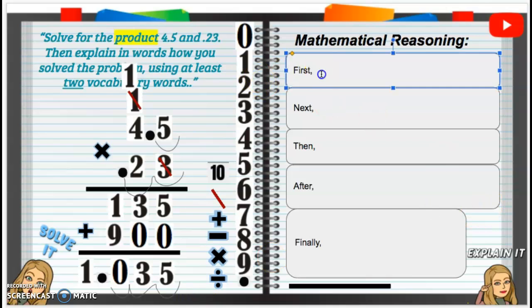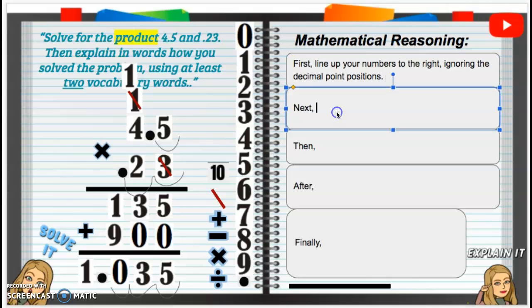So first, what did we do? First, line up your numbers to the right, ignoring the decimal point positions. All right, so first line up your numbers to the right, ignoring the decimal point positions.